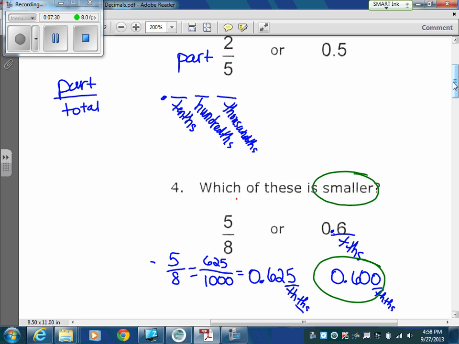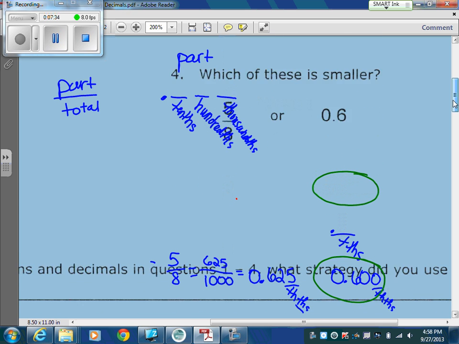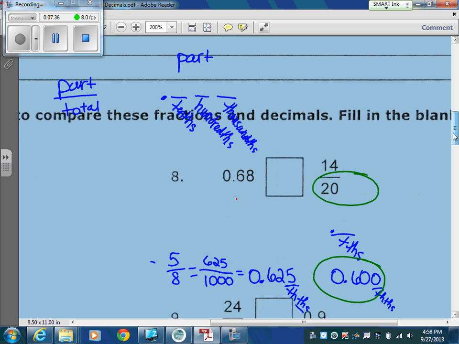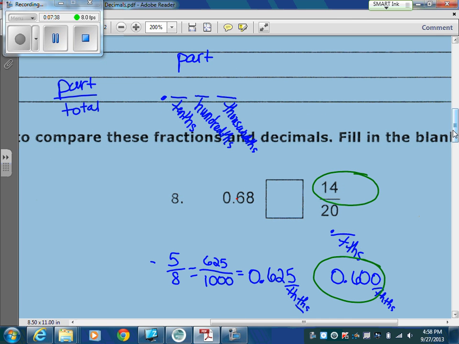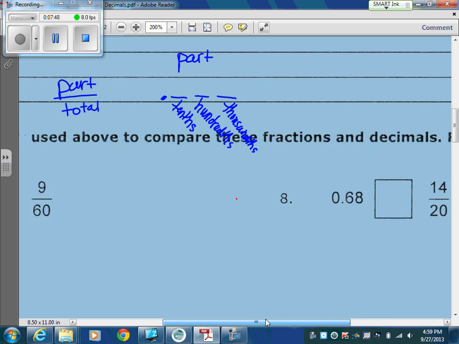As you go towards the bottom, I guess there was a question in the middle of this, what did you do? Really, our strategy is just converting from fraction to decimal on the ones that we just tried. On the bottom, it gets a little bit different. Still converting fractions and decimals.